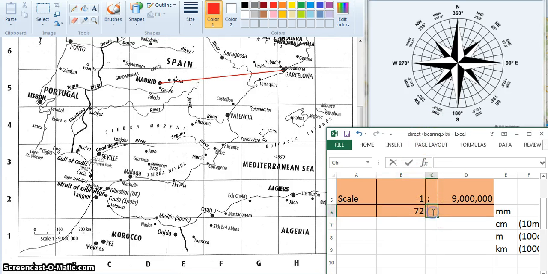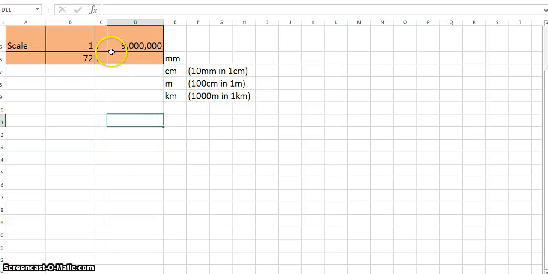Now, just as we do with fractions, whenever we're trying to keep the ratio in proportion, we want to do the same to both sides. So if we've multiplied this side by 72, then we'll also want to multiply this side by 72. So let's do that right now. This equals 72 times what's written in here, which is 9 million. Right, so we end up with this big number here, 648 million millimeters between Madrid and Barcelona.